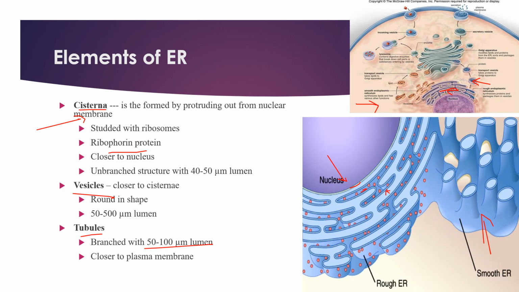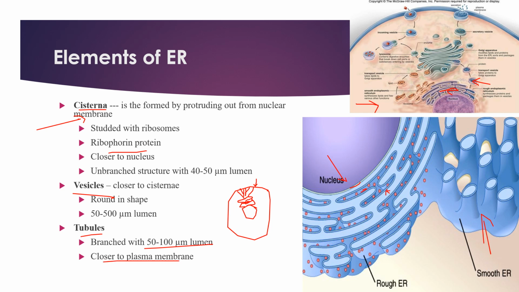As you can see, if this is the cell, and here the nucleus is present, here the nuclear membrane protrudes out, and this flattened structure is connected to one another. And here the branch structure is present, and this branch structure is actually the tubules. And you can say this is the plasma membrane, and here the tubules are closer to the plasma membrane. That's why I have written that tubules are closer to plasma membrane.